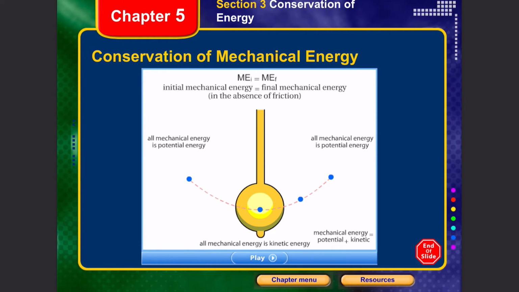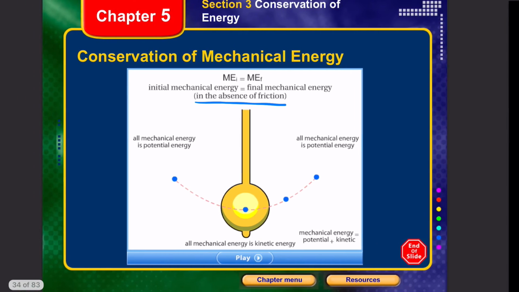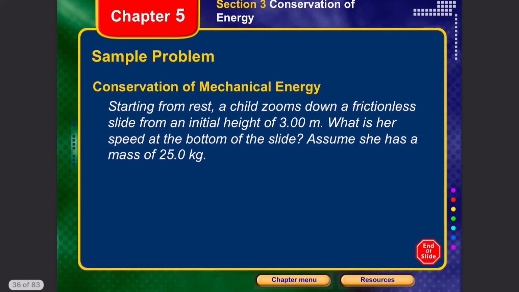Remember that we always consider this in the absence of friction. So this is one of the important parts to remember. Because friction is what we call a non-conservative force, that is something we generally neglect in ideal situations. Let's take an example problem.